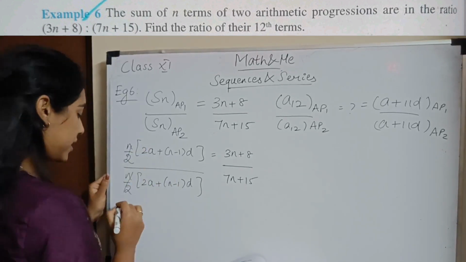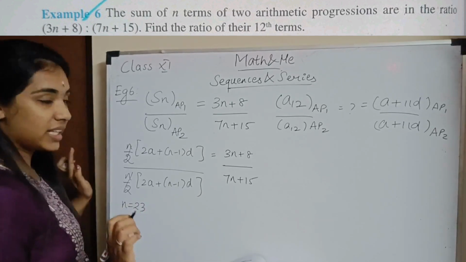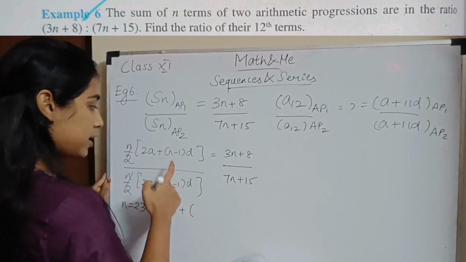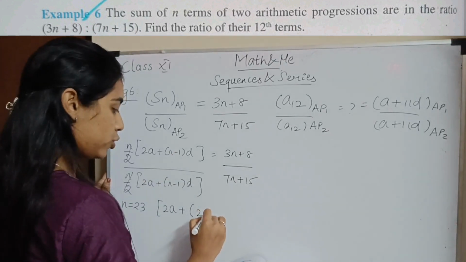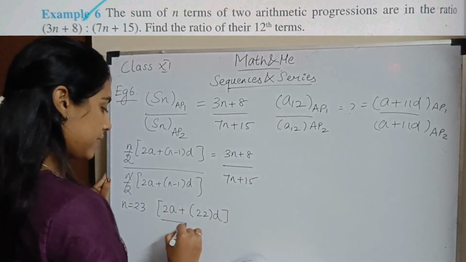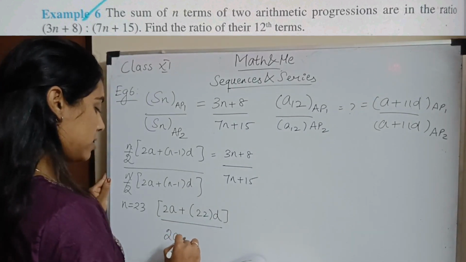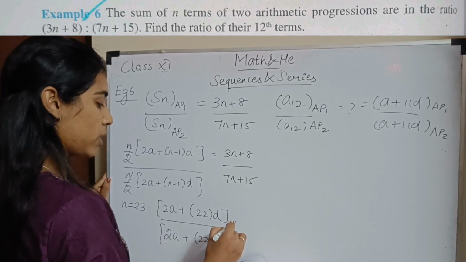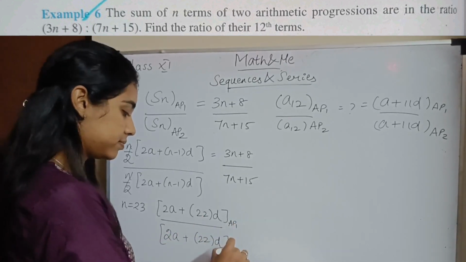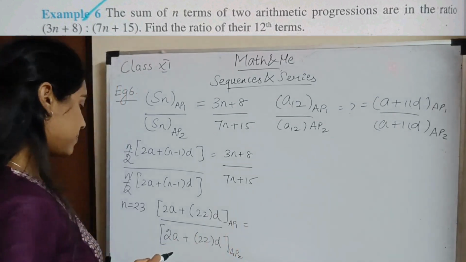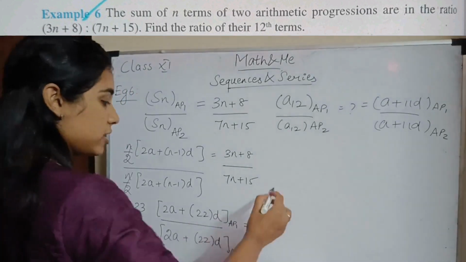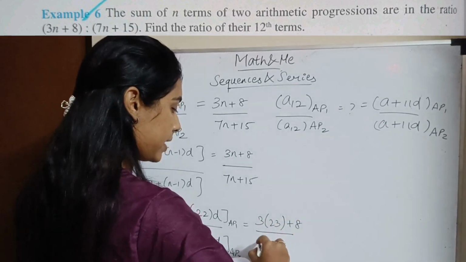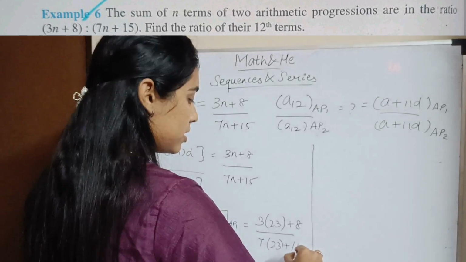Do you understand? So let me write it down. n equals 23, substitute. So what will happen? 2A plus (23 minus 1) which is 22D, divided by the same thing here, 2A plus 22D. They are not equal, because this is AP1 and this is AP2. Okay? Equals, I am substituting n to be 23. So what do I have? 3 times 23 plus 8 divided by 7 times 23 plus 15.